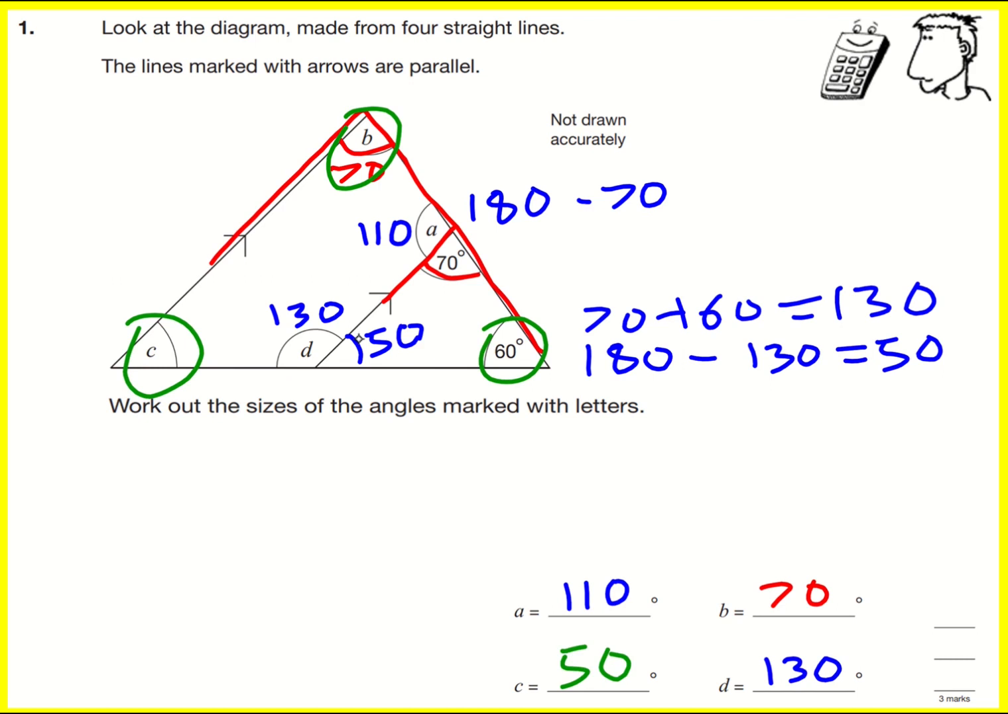You can also see that we could have drawn an F here and got that it was 50 from that. So lots of different ways of finding the answers, but those are the answers. Well done if you got them.